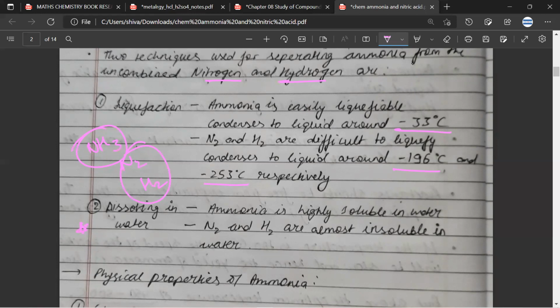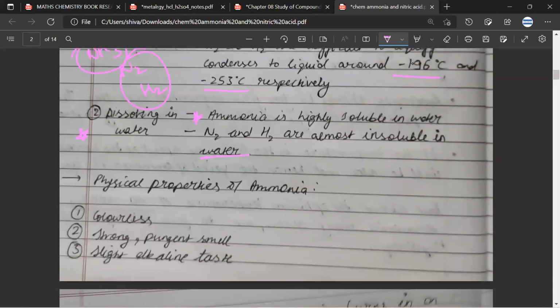Now let's move on to the next method for separating unreacted N2 and H2 from ammonia. So this is dissolving in water. Ammonia is highly soluble in water, N2 and H2 are almost insoluble in water. So this is the way in which you could separate ammonia from uncombined nitrogen and hydrogen.